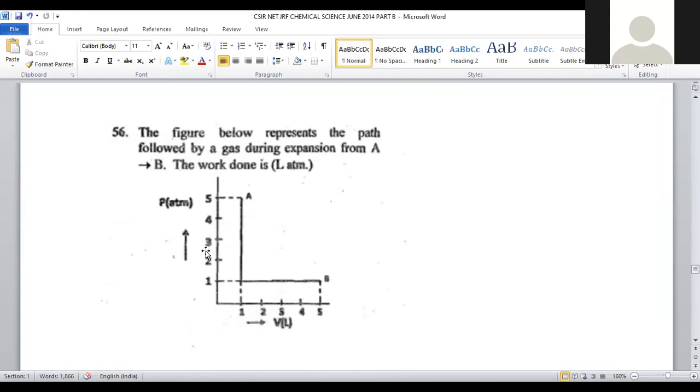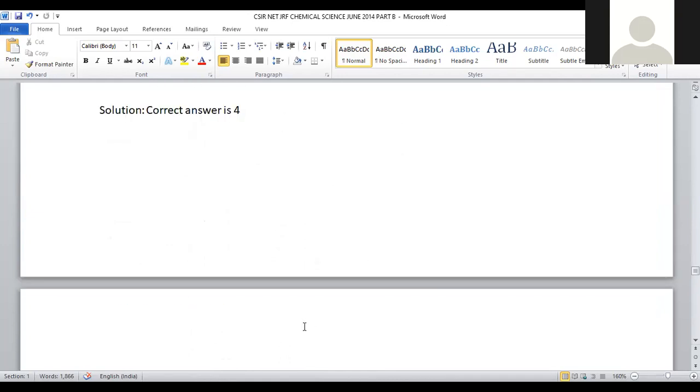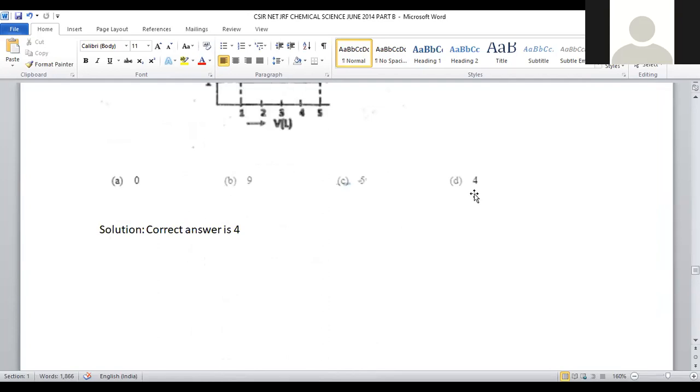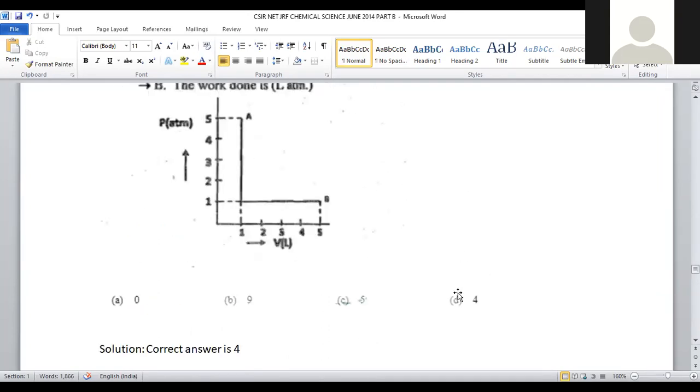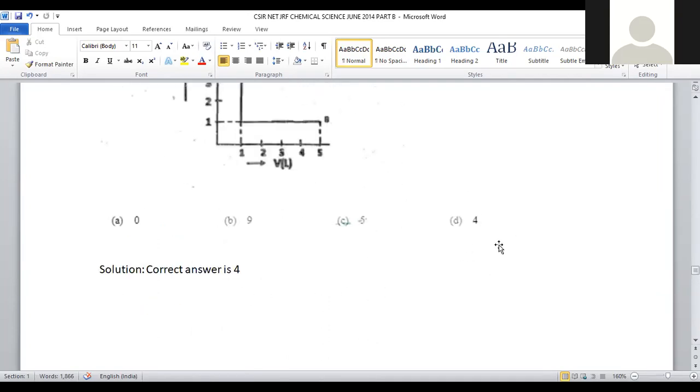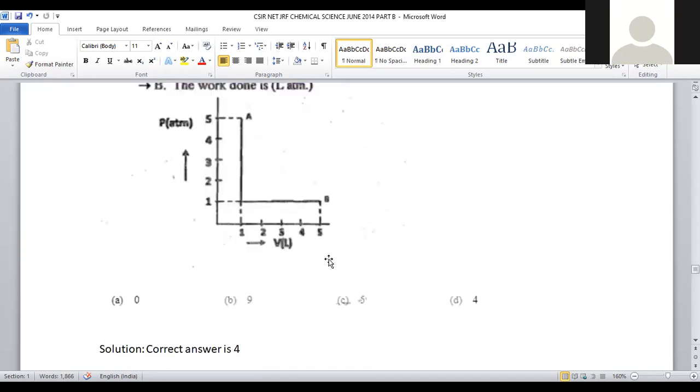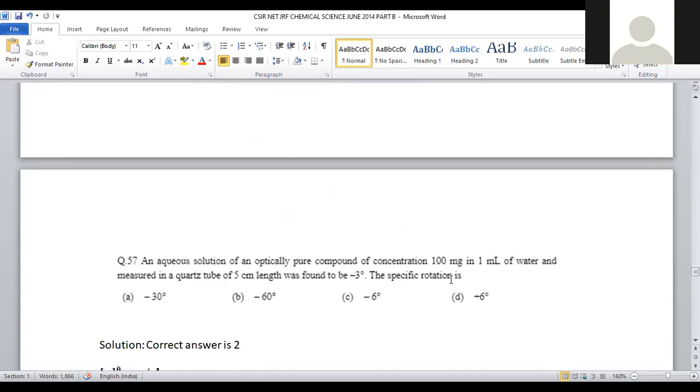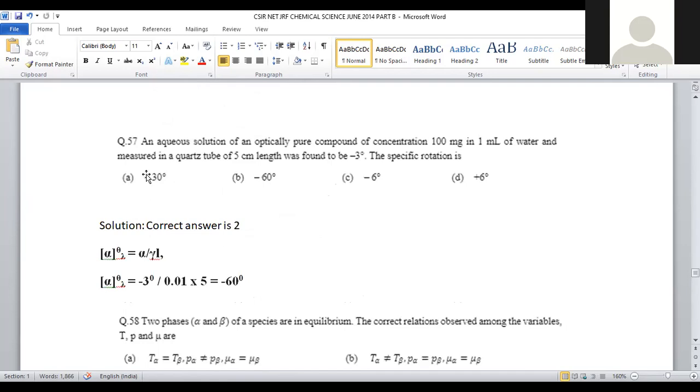So this is a question from thermodynamics, and here a pressure versus volume graph was plotted, with point A and point B. If A is converted into B, the work done in the system will be 4. Here 4 joules work is done in the system, that is option number 4. For question number 56, option number 4 is the correct answer. Let us move on to question number 57.